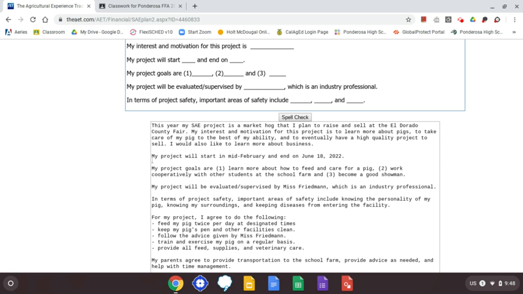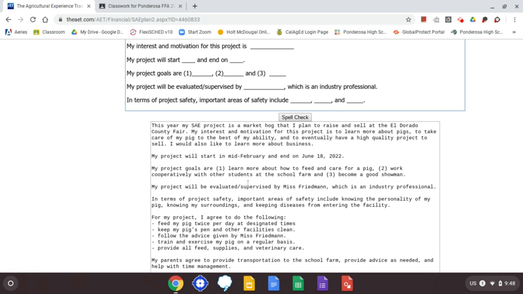Then this is just time. When will your project start and when will it end? This date is pretty specific. Our fair ends around Father's Day, so it's typically in mid-June. You can look up the exact date when you do this.